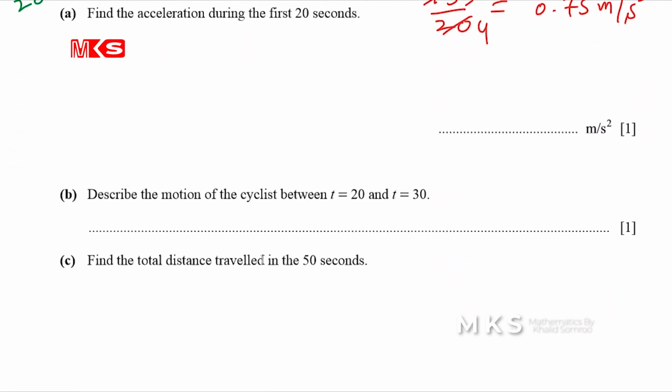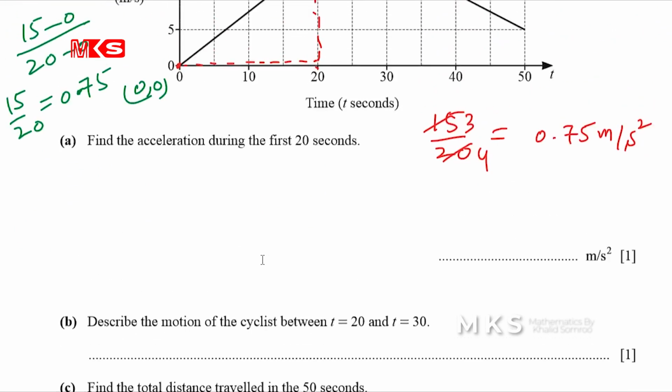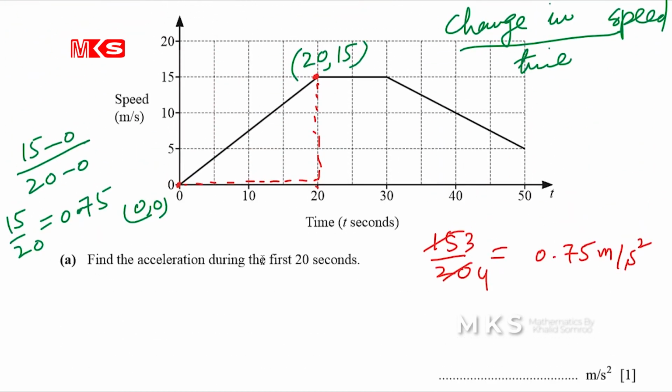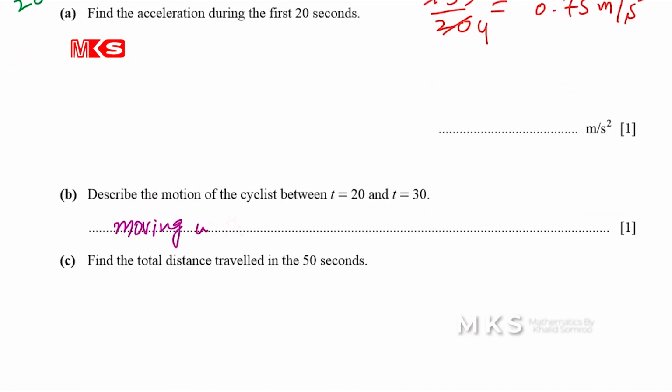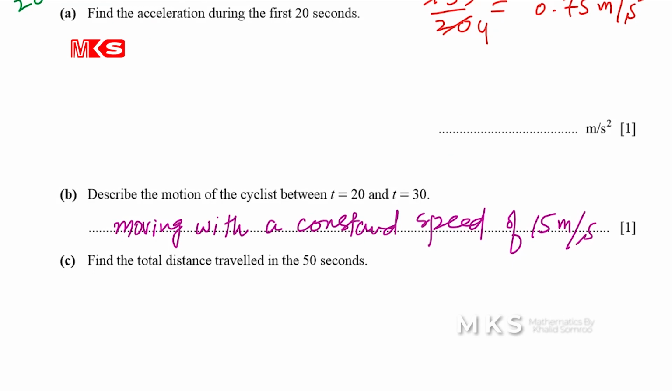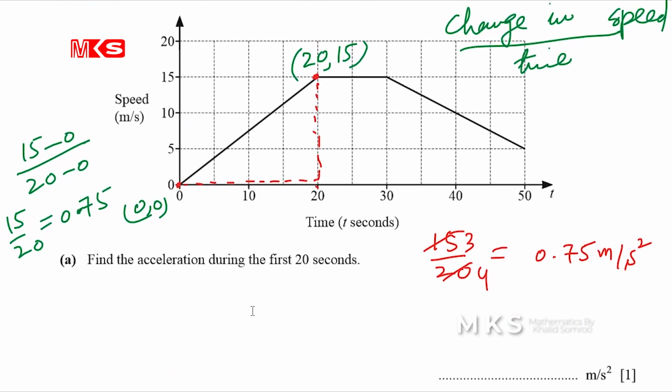Describe the motion of the cyclist from T20 to T30. From T20 to T30, the cyclist was moving with a constant speed of 15 meters per second. Find the total distance traveled in 50 seconds.